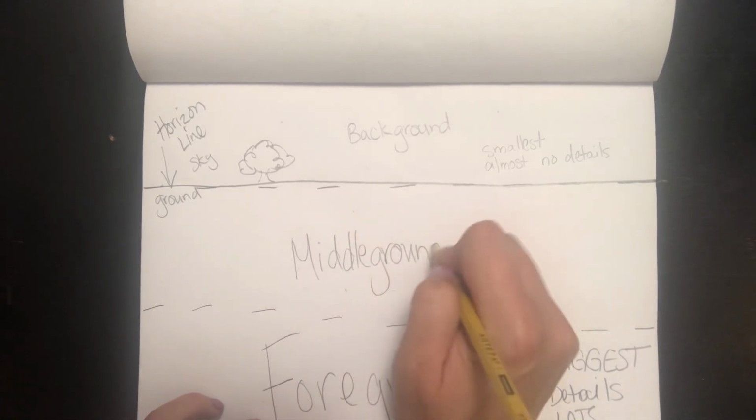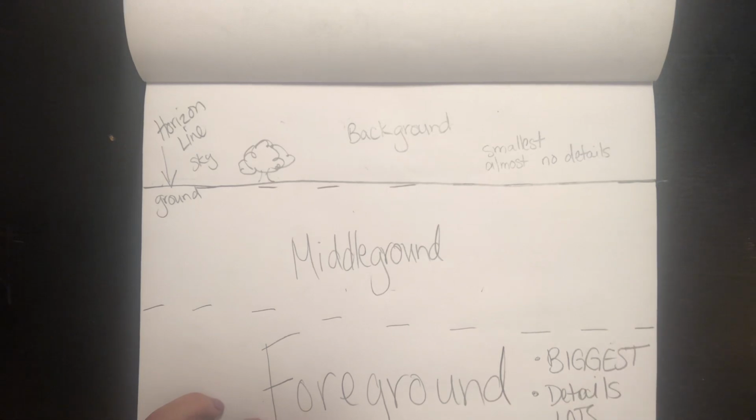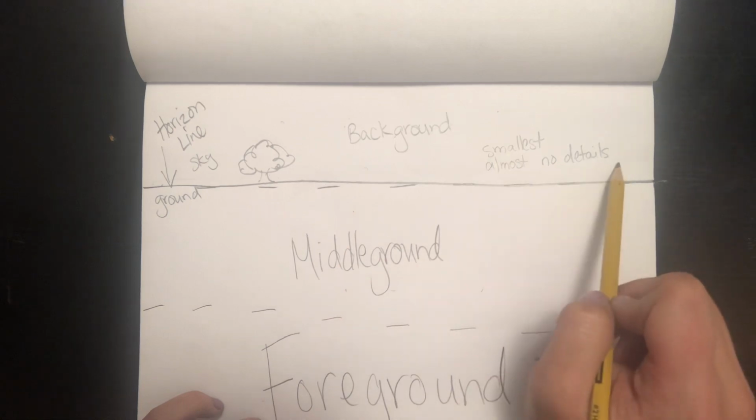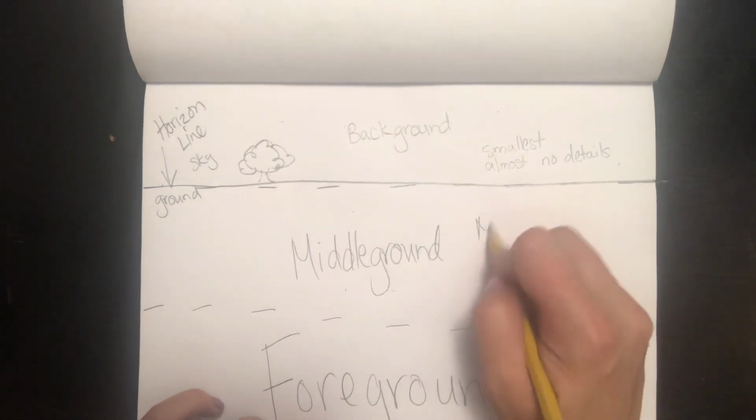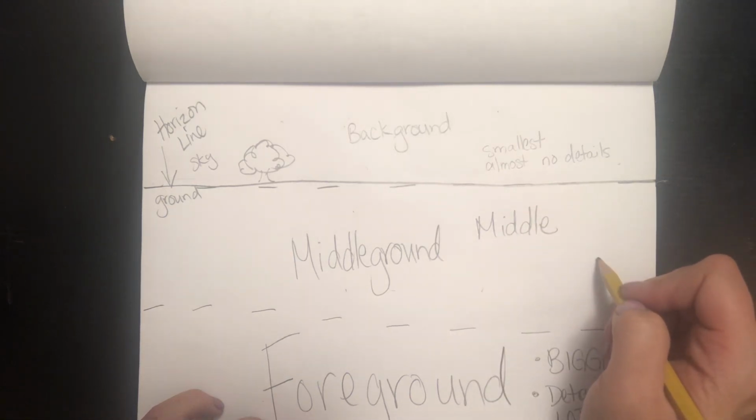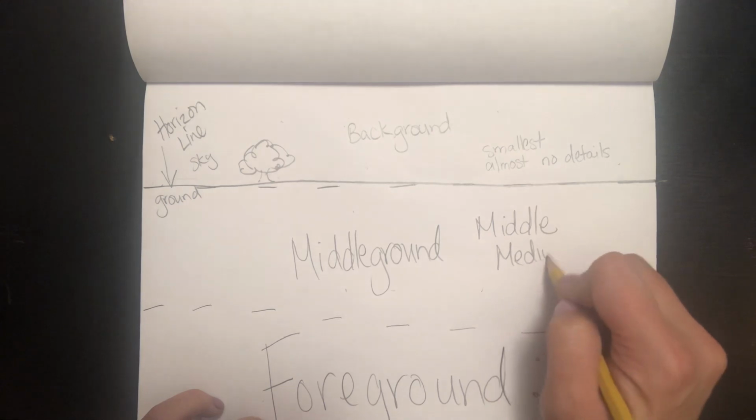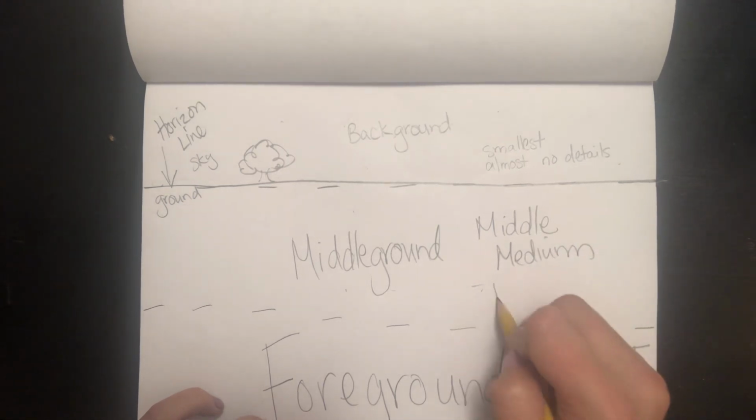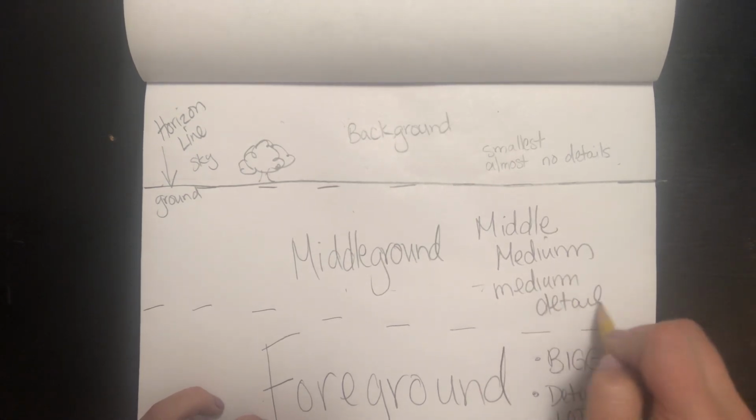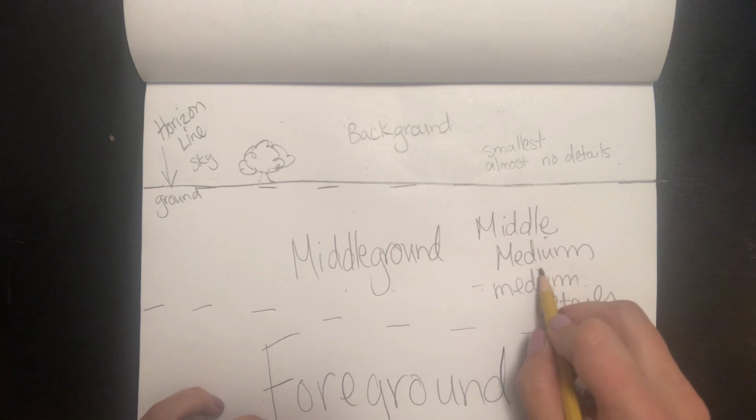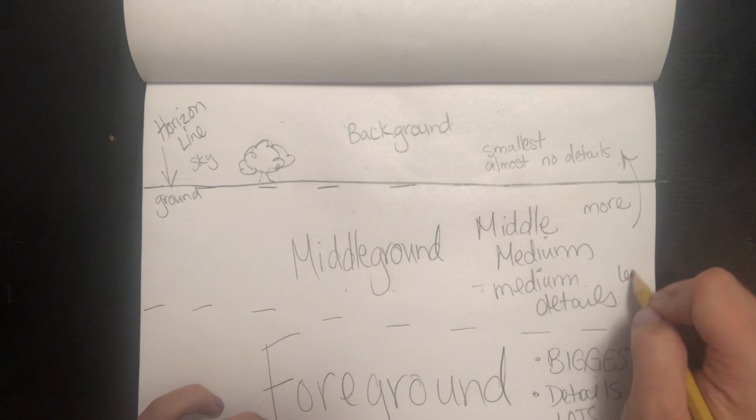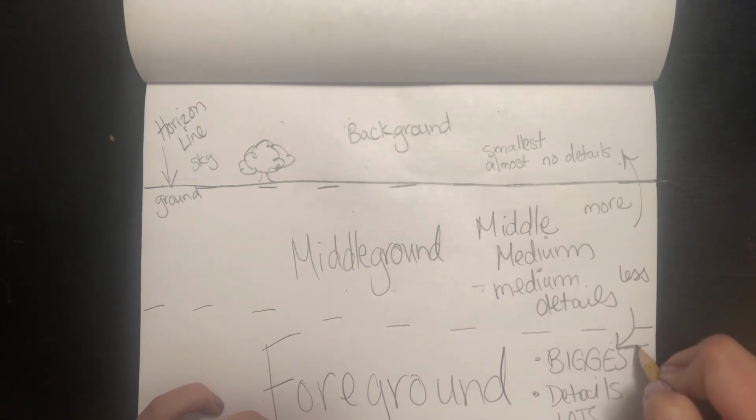Now, if things in the foreground are the biggest and they have lots of details, and things in the background are the smallest and they have almost no details, you might be guessing that things in the middle ground are sort of medium sized, right? Absolutely, medium sized. And also, they have sort of medium amounts of details, meaning there's more details than back here, but less than down here, okay?